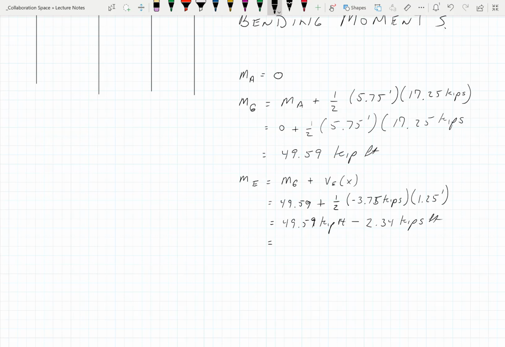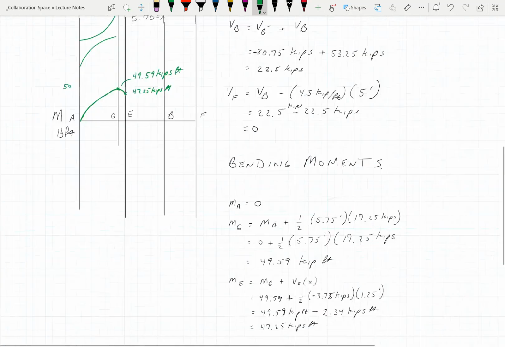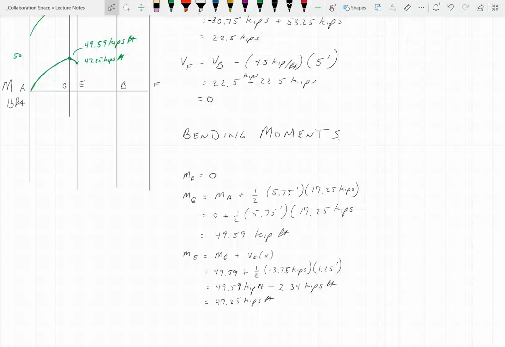It's a negative, so really we're going to drop off, what's the final number? 47.25. Thank you. 47.25. So we're coming down to here, and that's 47.25 kip feet, and it curves like so. Okay? Everybody hanging in there?